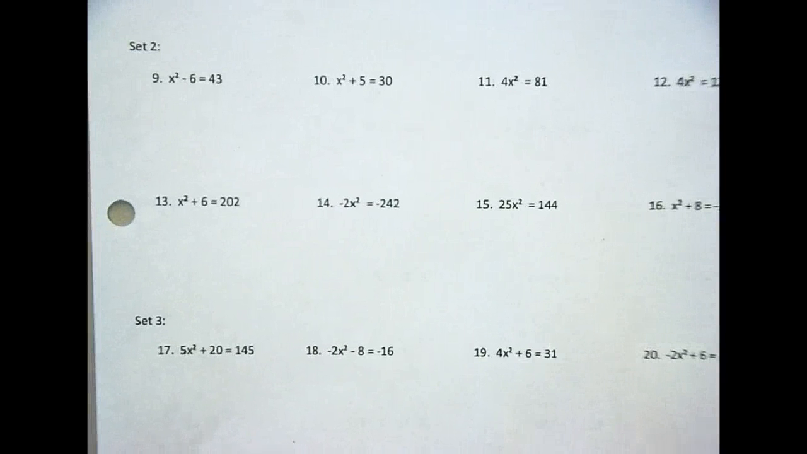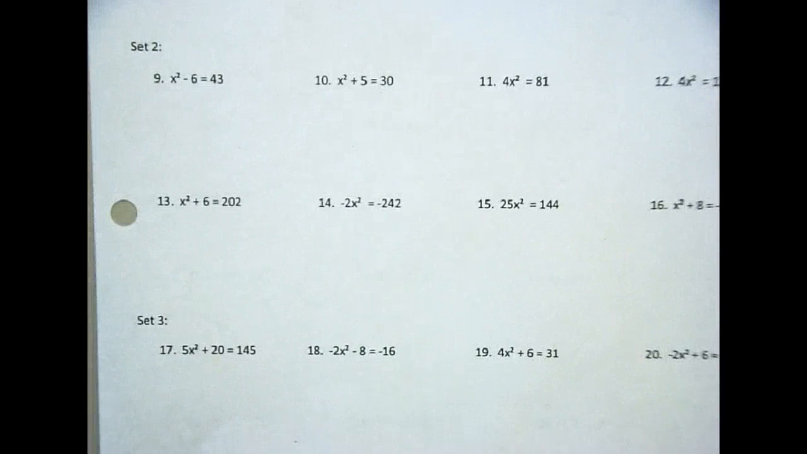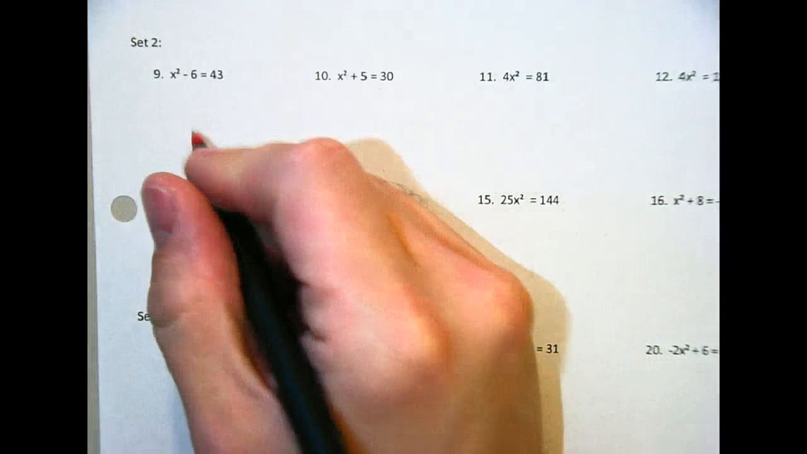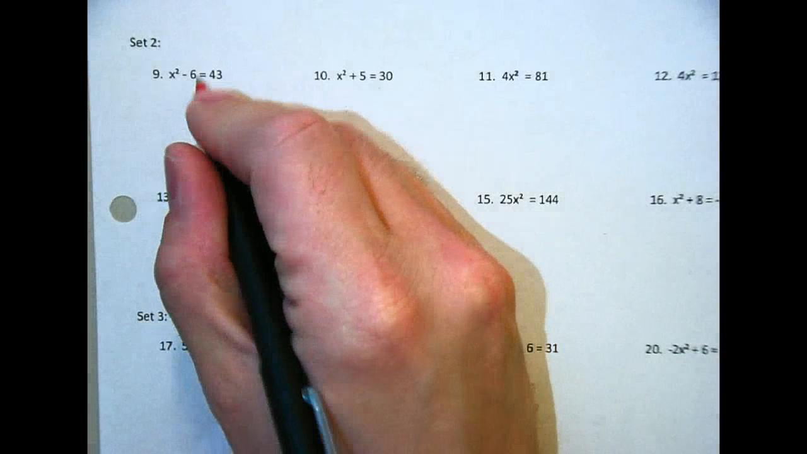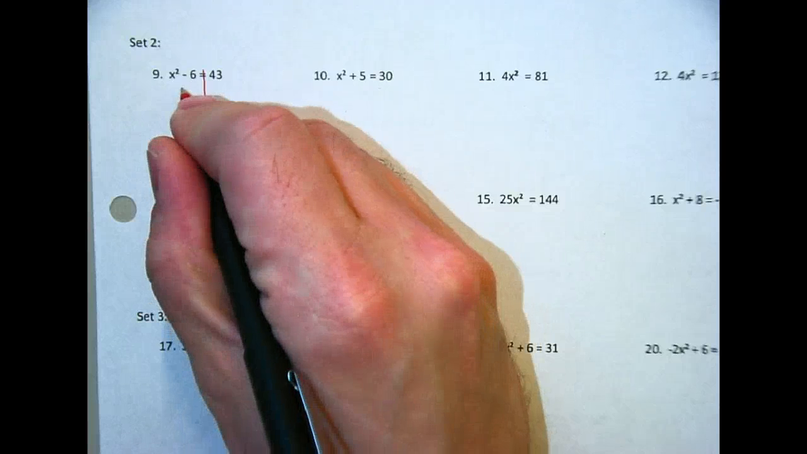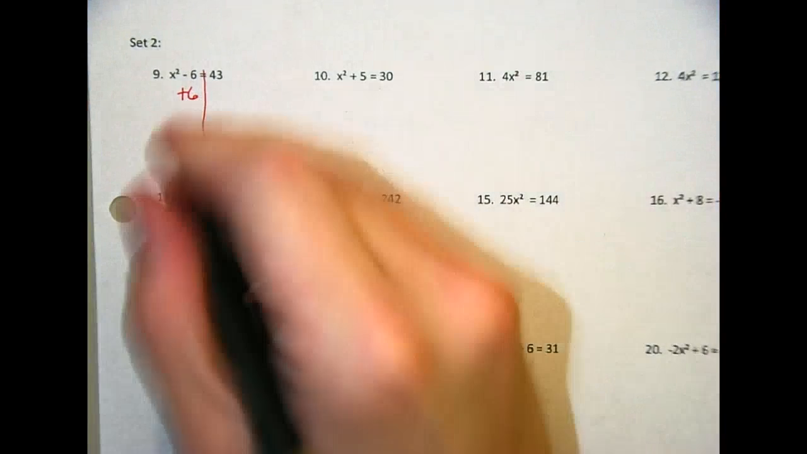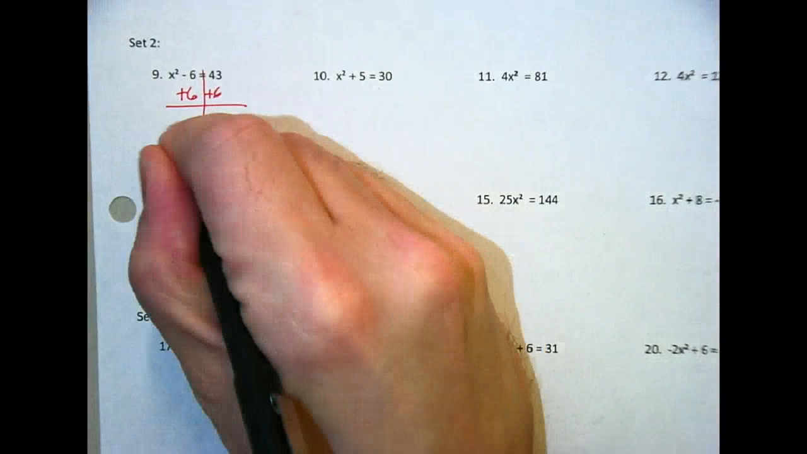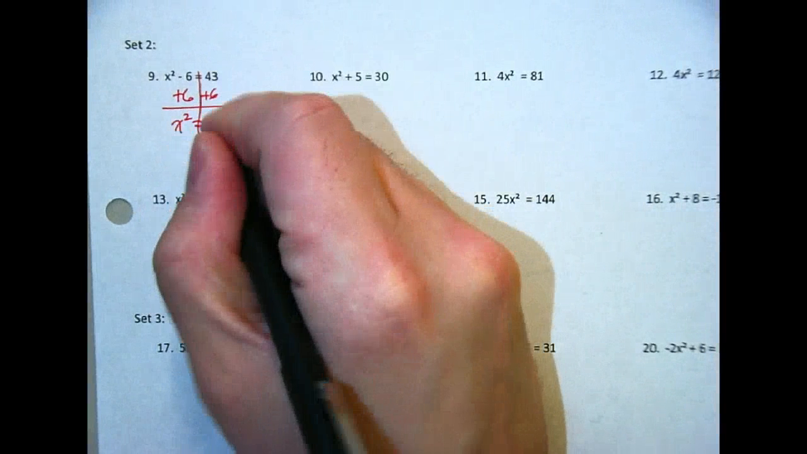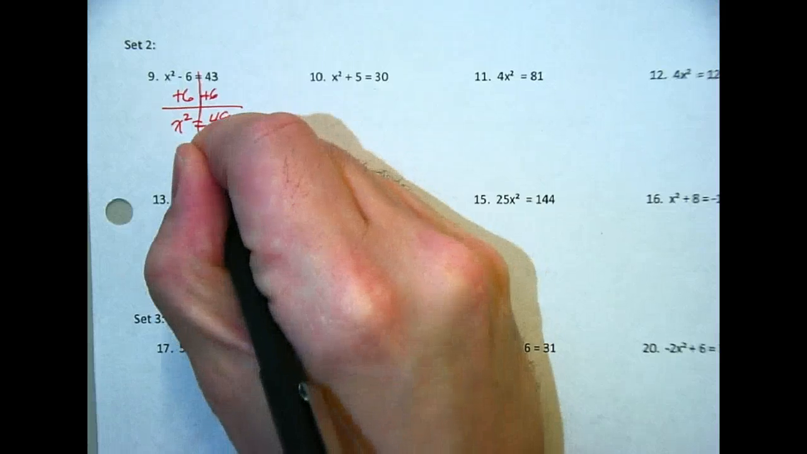Tell your neighbor what you're going to do first in set 2. Okay, what do we do first? You guys right here, since you didn't get a chance last. I don't want to cheat you guys out of anything. Oh, we're going to add the 6. Okay, Bobby says add 6. How many of you over here agree? Yes? Add 6. We'll add 6. Well done, Bobby. X squared equals 49.